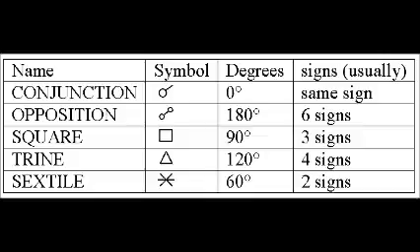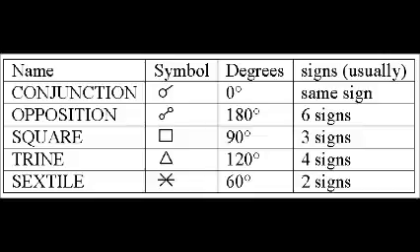Then we have an opposition. As you can see, this is the symbol for an opposition. And an opposition is when, as you guessed it, two planets are directly opposite each other, which is 180 degrees apart on a circle. And that's usually 6 signs apart from each other.